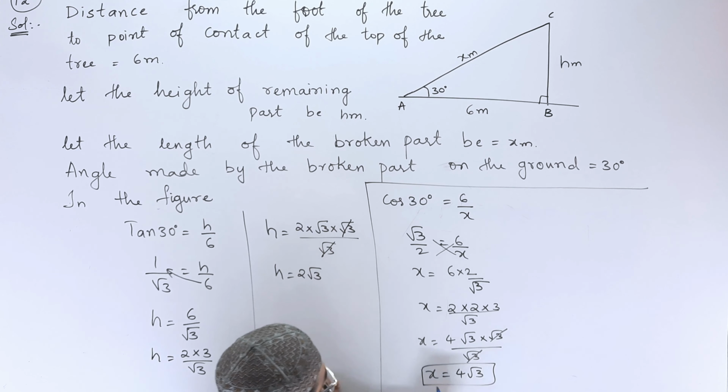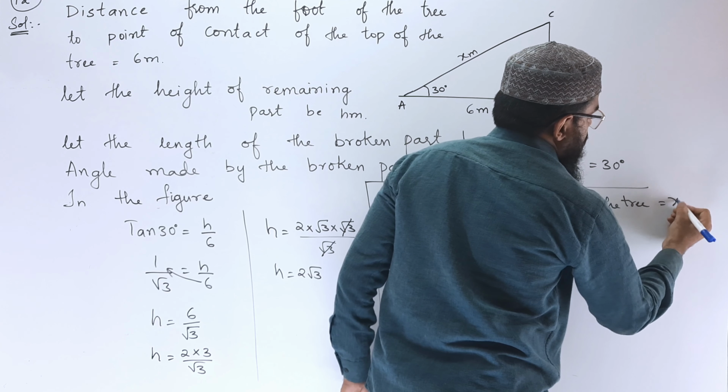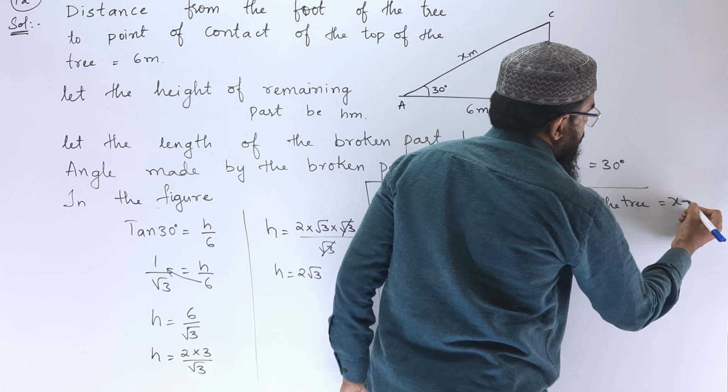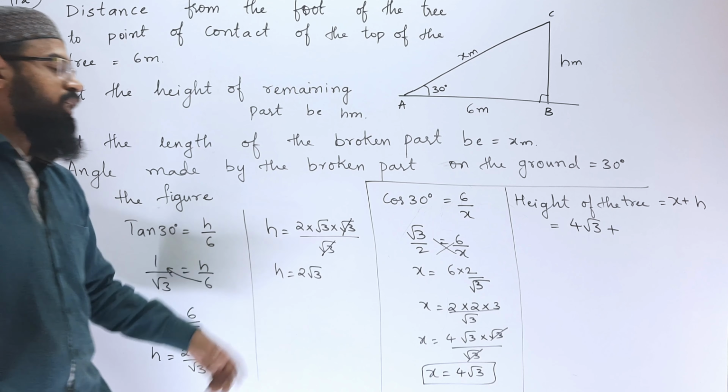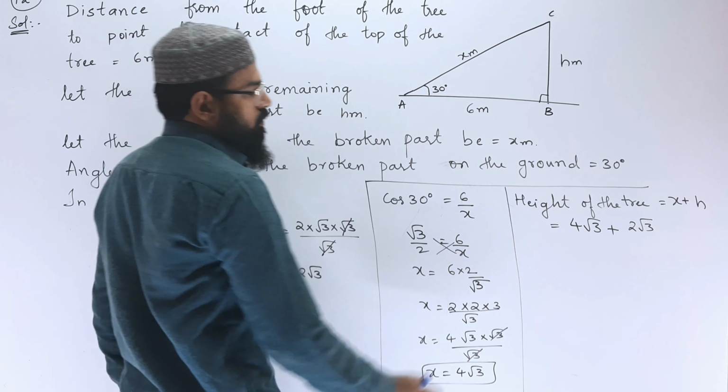To find out the height of the tree, so height of the tree is equals to, we have to add what? x plus h. So what is this x? x is 4 root 3. 4 root 3 plus h. h is 2 root 3. So 2 root 3. 4 root 3 plus 2 root 3 is 6 root 3.